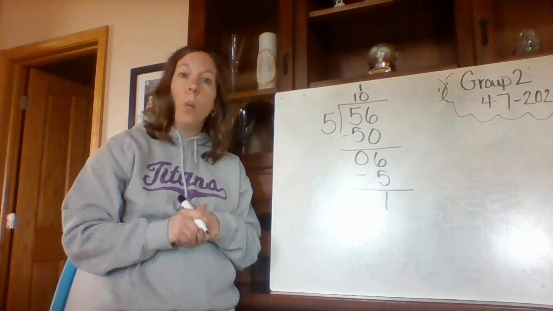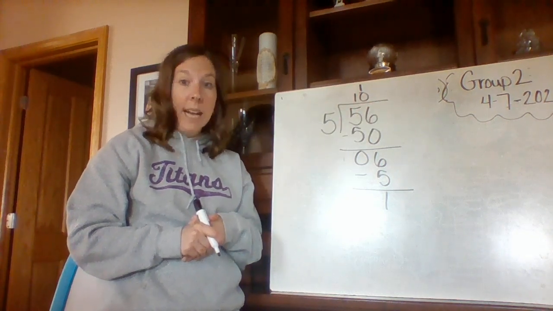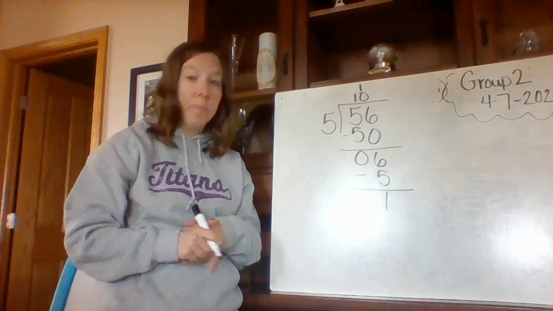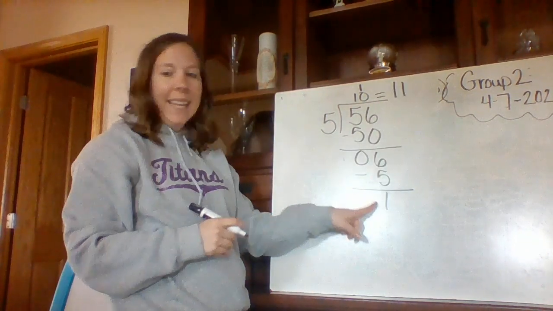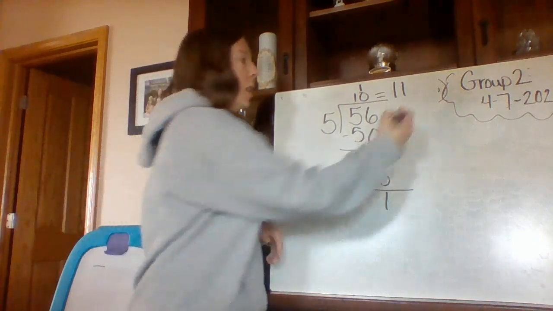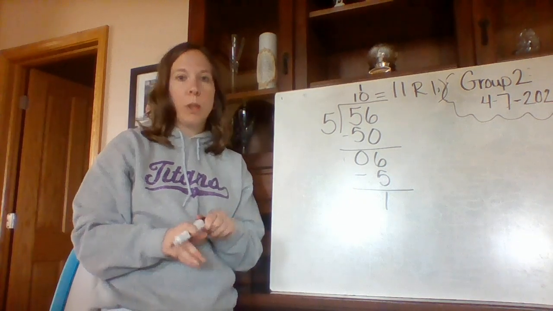So again, what am I going to do with that 10 and that 1? Yes, I am going to add them. So 10 plus 1 is 11. 11, remainder 1. Okay, because I was left over with 1.